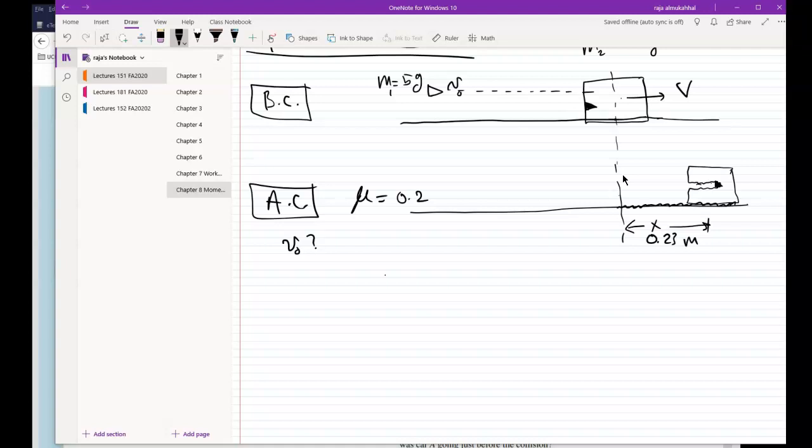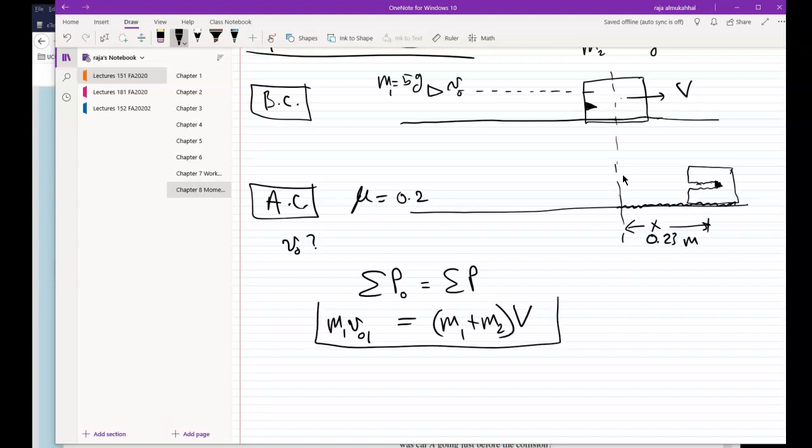So anyway, sum of the momentum before equals sum of the momentum after. In this case, m1 v naught 1. Of course, the momentum of the block is 0 because initially it's not moving. After collision, you have the mass of the bullet plus mass of the block times that common speed that I'm not interested in, but it is there. So I have this equation. I'm going to box this equation. I'll come back to it.